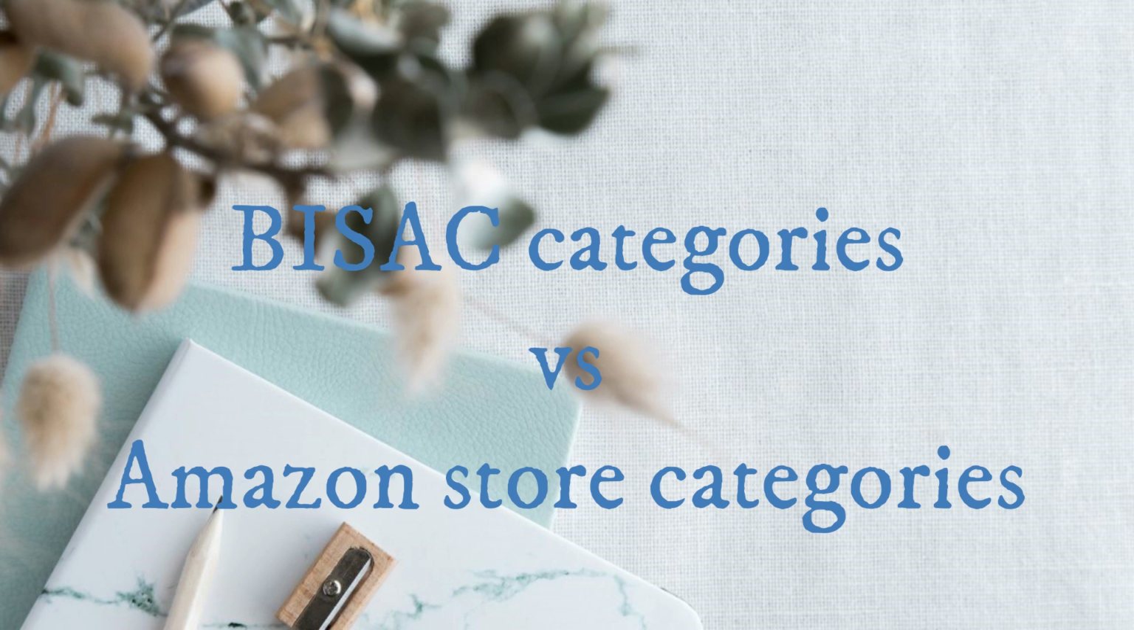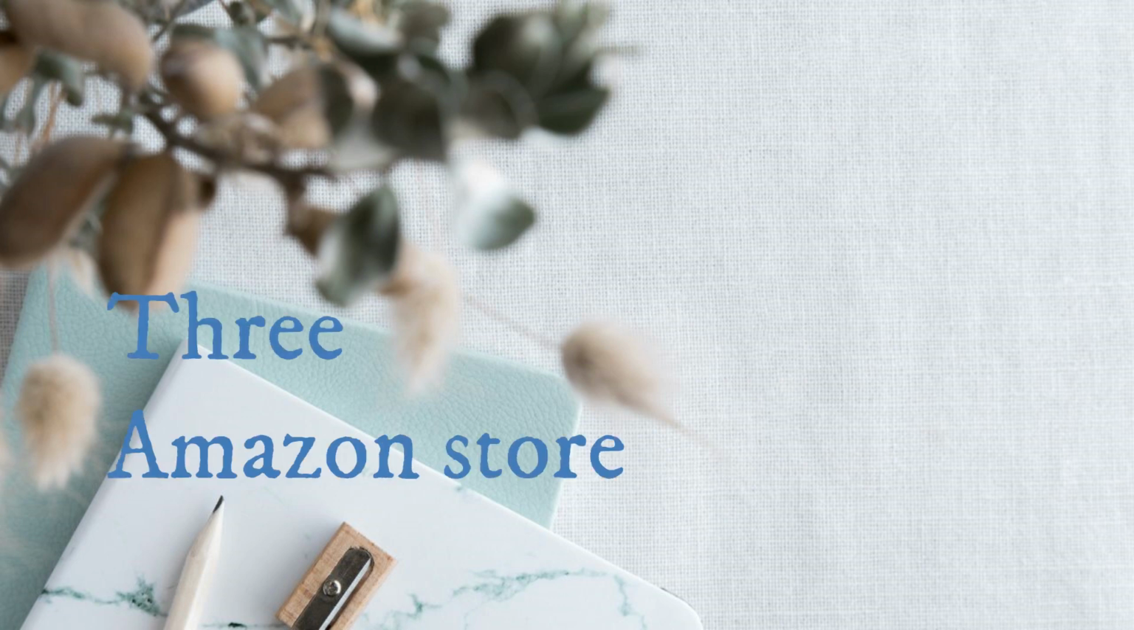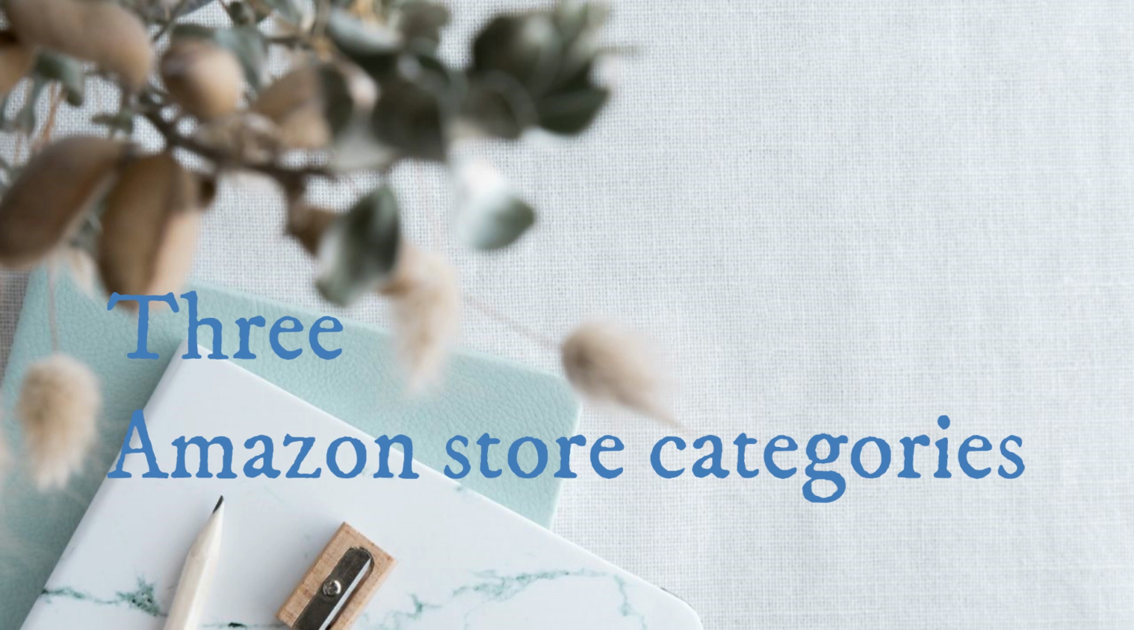So the good thing is that Amazon has listened to authors and publishers, and they have made things easier for us. Now, when you set up your book on KDP, you can directly choose 3 Amazon store categories based on your primary marketplace. How cool is that?